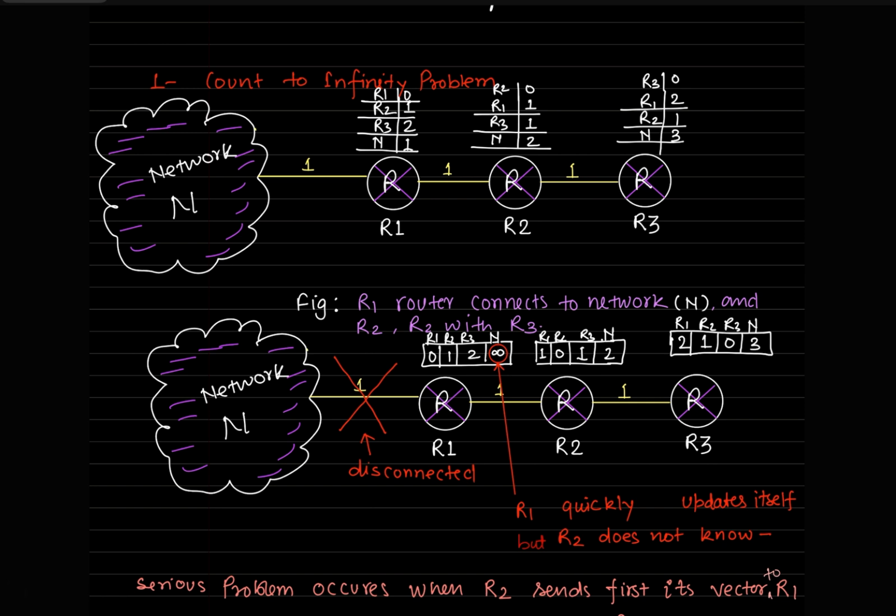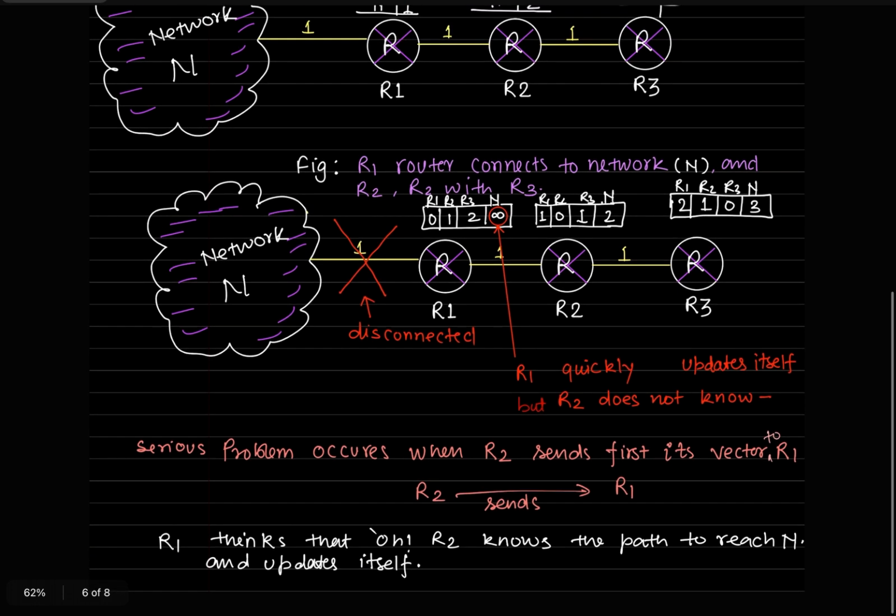Suppose we have a network. This is a network and these are routers R1, R2, R3. R1 is directly connected with this network N. So we have the forwarding tables or vectors on each router. You can verify it yourself, let's verify for R1. R1 to R1 is 0. R1 to R2 is 1. R1 to R3 is 2. R1 is directly connected with N, so that's why this is 1. I hope this is clear.